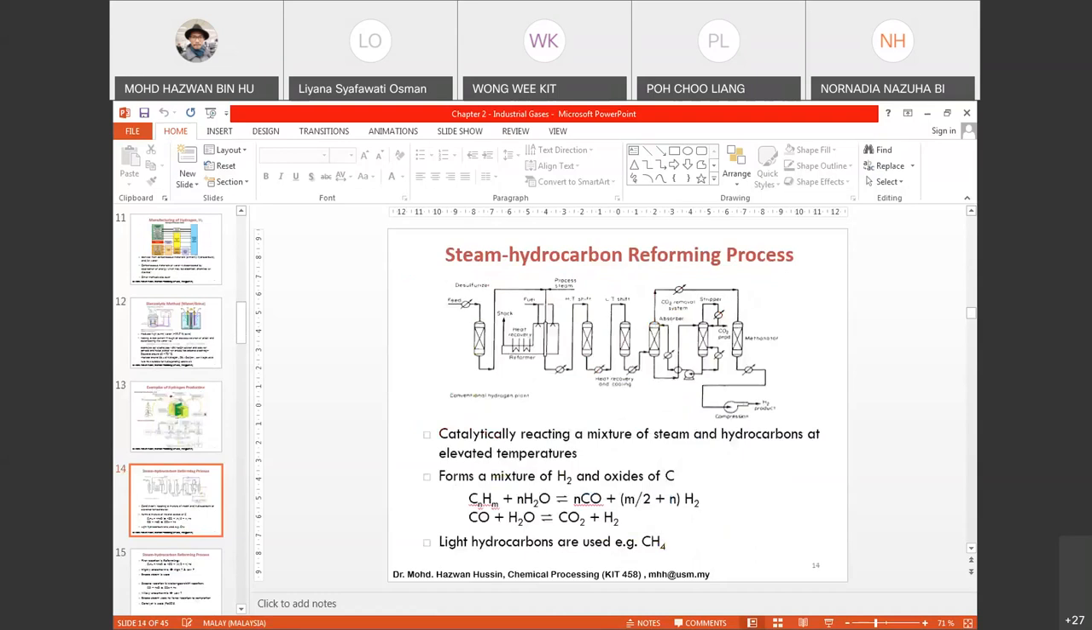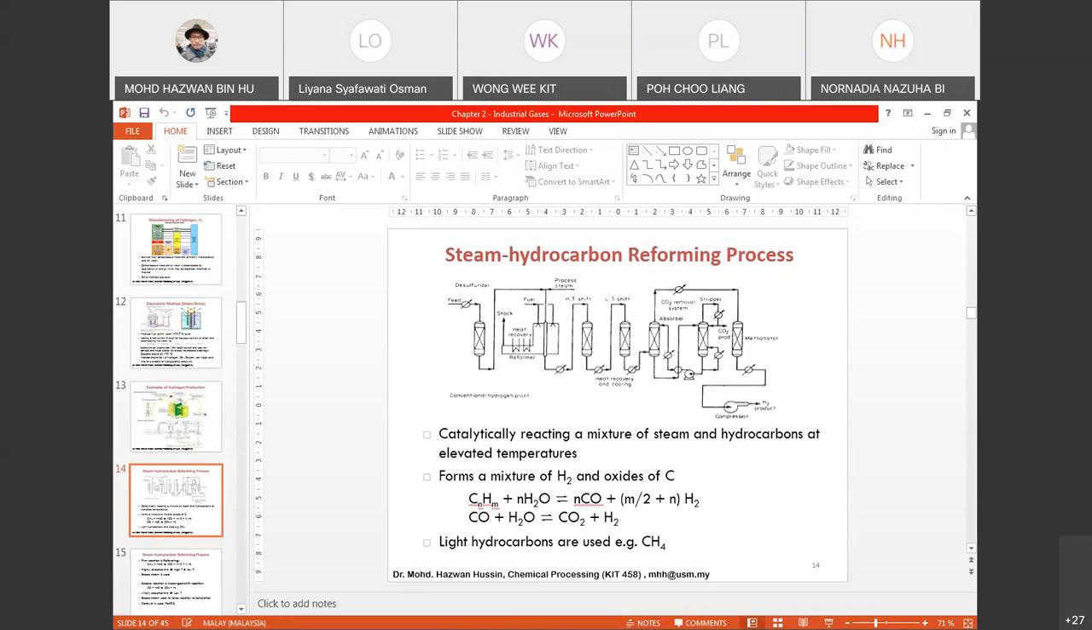Right. So another method to produce hydrogen gas is by treating hydrocarbon with steam. This will be the second process that you will learn on the production of hydrogen gas, which is called the steam hydrocarbon reforming process. This process is considered a popular process used in industry, because electrolysis is not always favored by companies, because you will use energy, electricity and whatsoever.